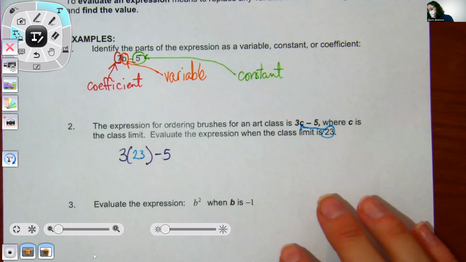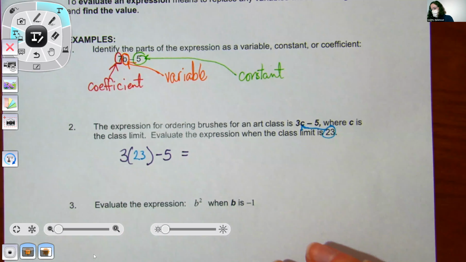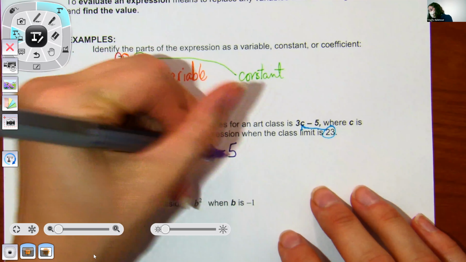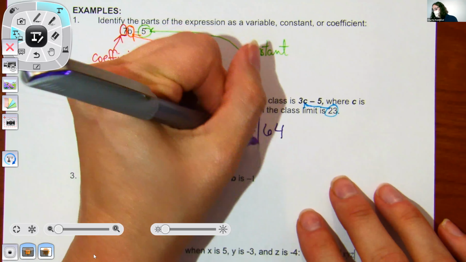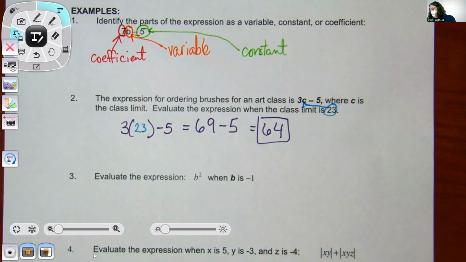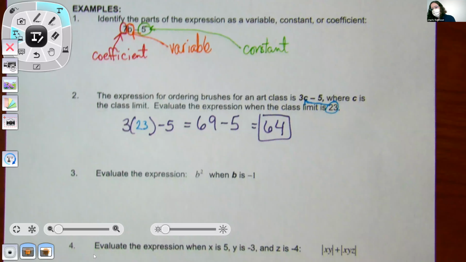So 3 times 23 would be 69. And then 69 minus 5 would equal 64. All right, so I guess that means they should order 64 brushes for that class.